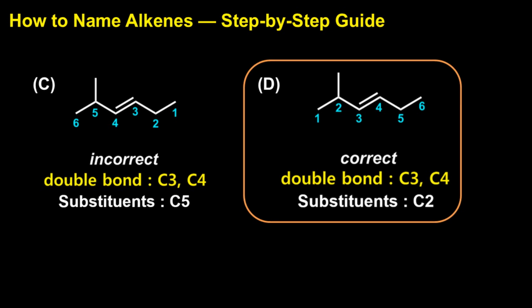Let's go one step further with another example. In both of these structures, the double bond is in the same spot, between carbon 3 and 4. So now it comes down to the substituents. In structure C, the substituent lands on carbon 5, but in structure D, it's on carbon 2, and that's the lower number. Remember, if the double bond position is tied, you go with the direction that gives the substituents the lowest possible numbers. That's why structure D is the winner. It's not just about the double bond anymore. The side groups count too.